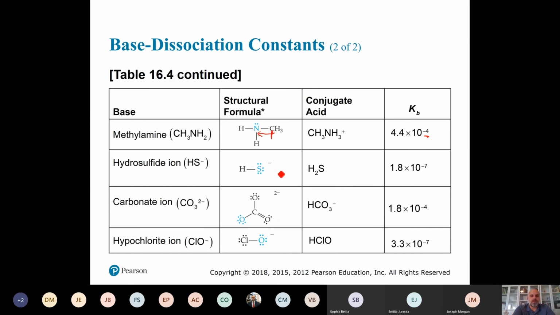The hydrosulfide ion, right? We're talking about an actual lone pair that has a negative charge on it. It's going to be a weak base. The carbonate ion, again, we talked about carbonate. It has two different Kbs because it has the ability to act as a base twice. The hypochlorite ion, we have a lone pair that gives us a negative charge. You can see the basicities of each of these, where the carbonate is probably one of the stronger ones, similar to methylamine, whereas the hydrosulfide and the hypochlorite are actually weak bases.